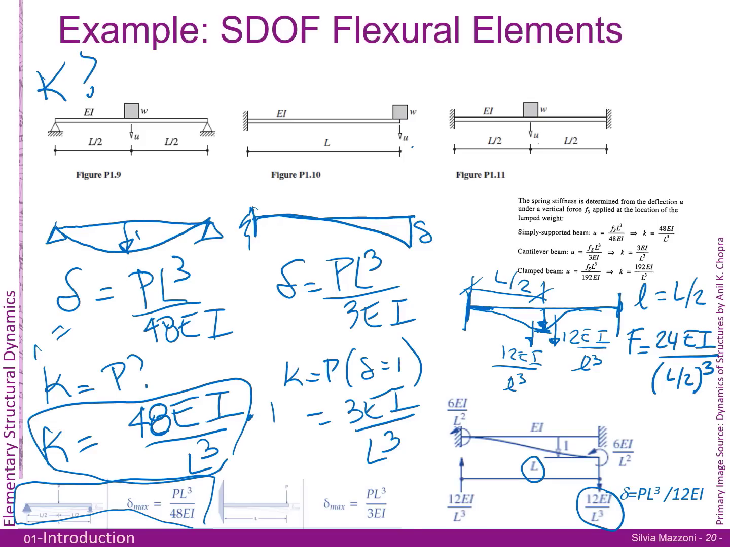Well, 2 cubed is 8, right? So 24 times 8. Wait, what am I doing? It's not 6 times 4, it's 8 times 4. Okay, so we have 24 times 8. So 8 times 4 is 32. 8 times 2 is 16, 17, 18, 19. And so K is equal to 192 EI over L cubed.